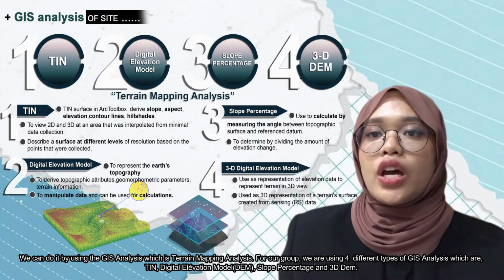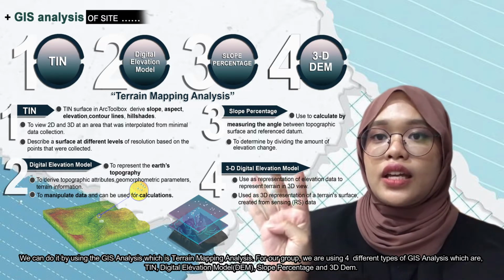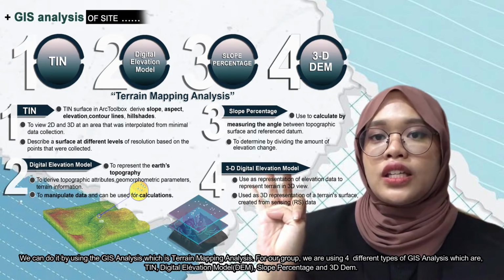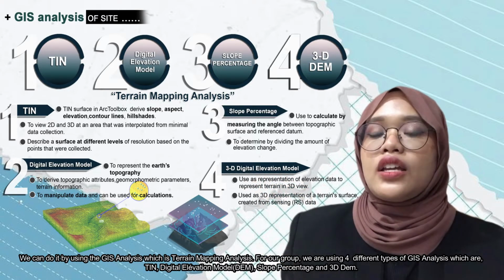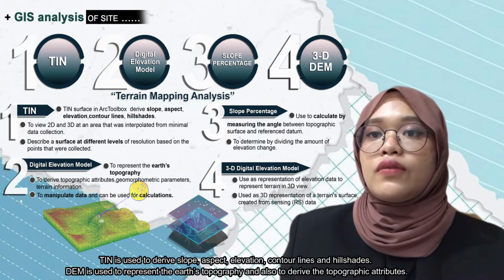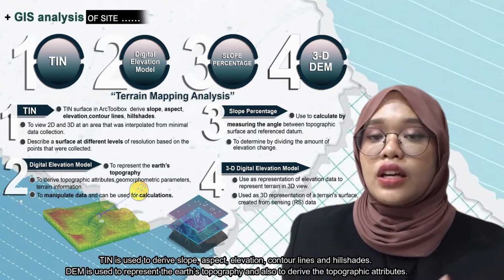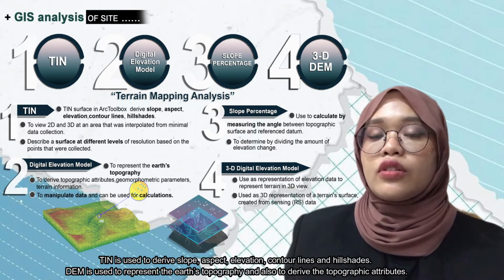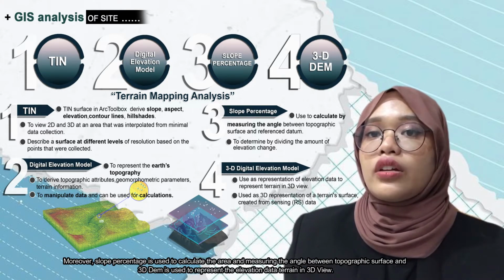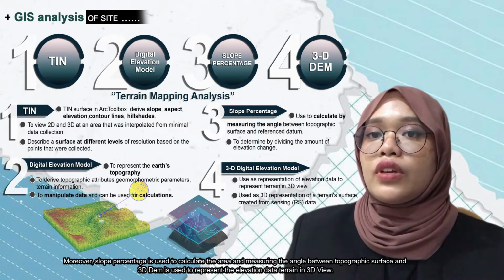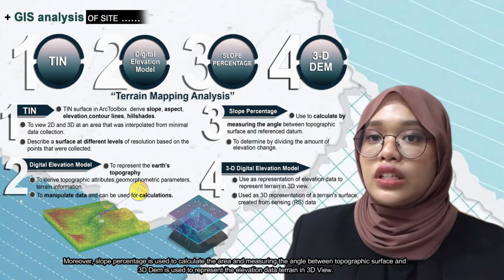For our group, we are using 4 different types of GIS analysis, which are TIN, Digital Elevation Model DEM, Slope Percentage, and 3D DEM. TIN is used to derive slope, aspect, elevation, contour lines, and hill shape. DEM is used to represent the earth topography and also to derive the topography attribute. Moreover, slope percentage is used to calculate the area and measure the angle with the topography, and 3D DEM is used to represent the elevation data terrain in 3D view.